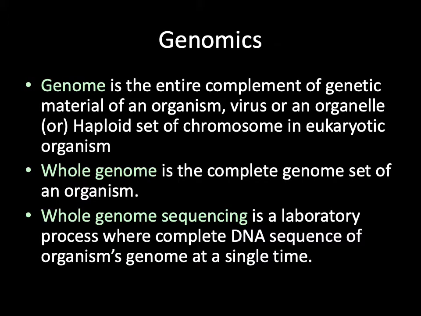So the genome is really made up of the entire complement of genetic material of the organism, a virus or even an organelle, or a haploid set of chromosomes in a eukaryotic organism. The whole genome is essentially the complete genome set of the organism, and whole genome sequencing is the laboratory process where the complete DNA sequence of the organism's genome is determined at a single time.